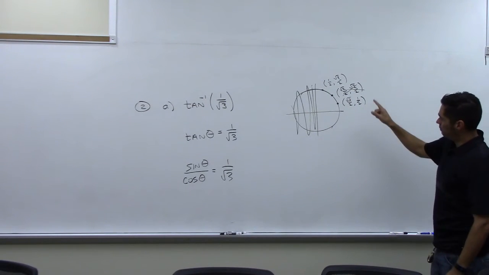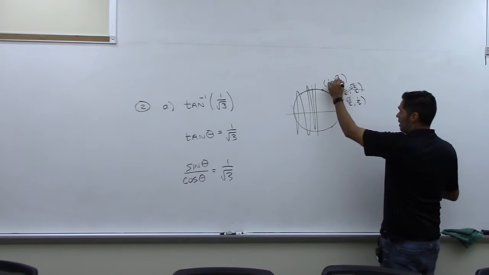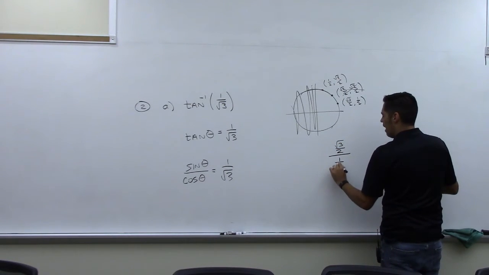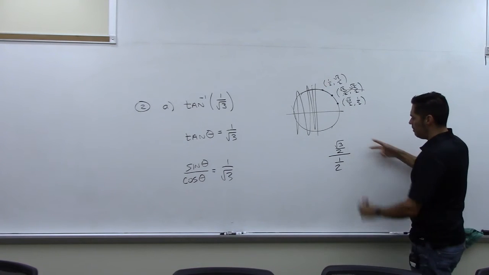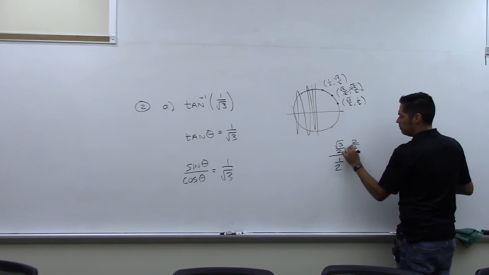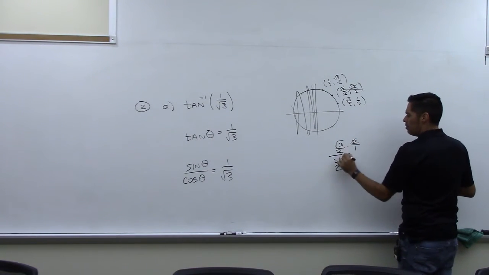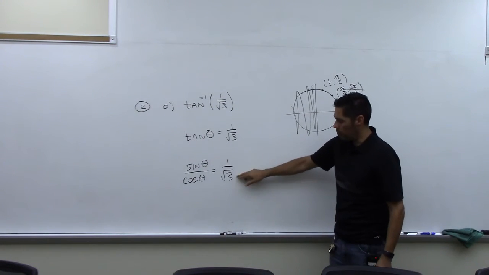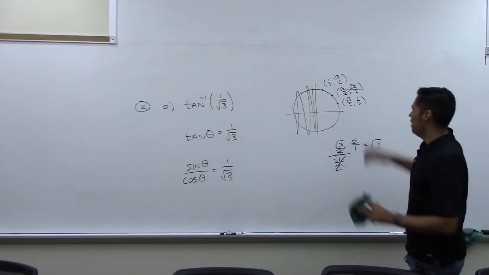How about this one? If I take the y coordinate, root 3 over 2, and divide it by the x coordinate, 1/2, then I can flip, multiply by the reciprocal, and the 2's would cancel, and you just get root 3. But that's not what I want. I want 1 over root 3. So it's got to be this last one here.